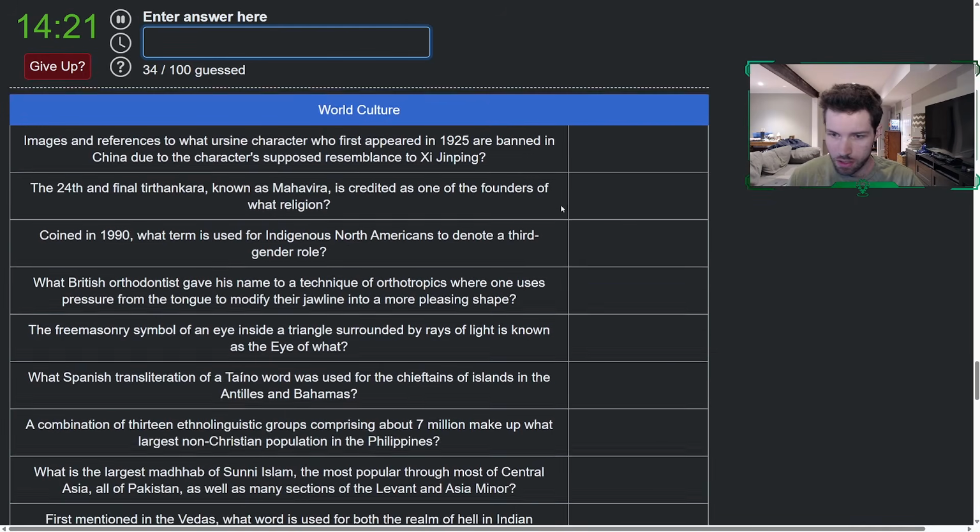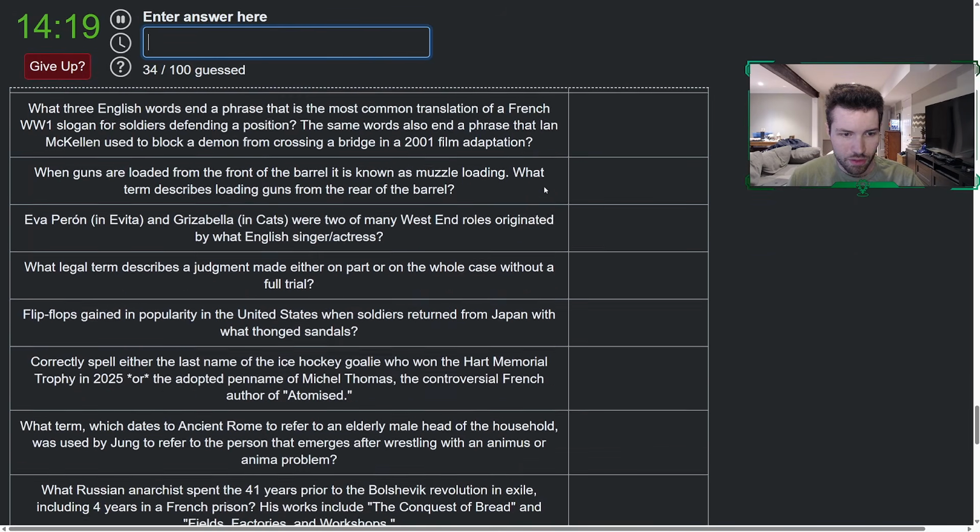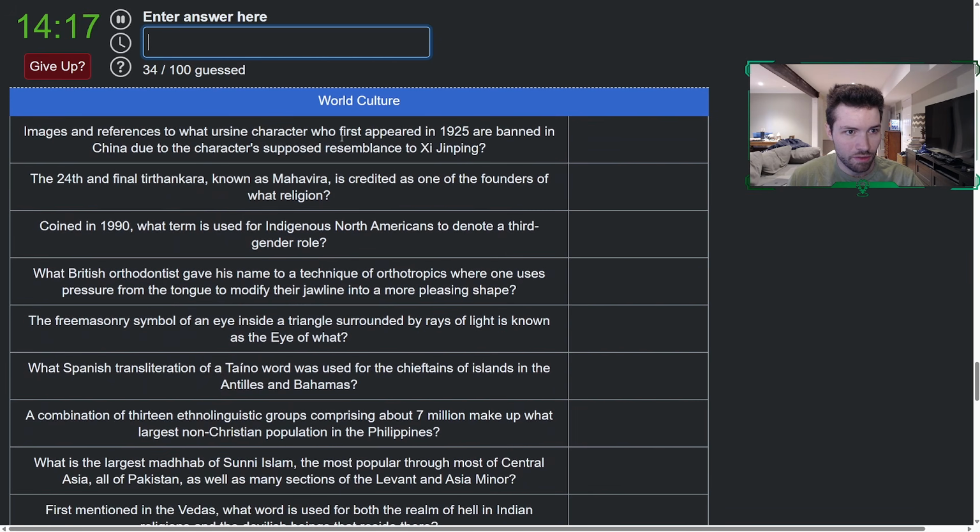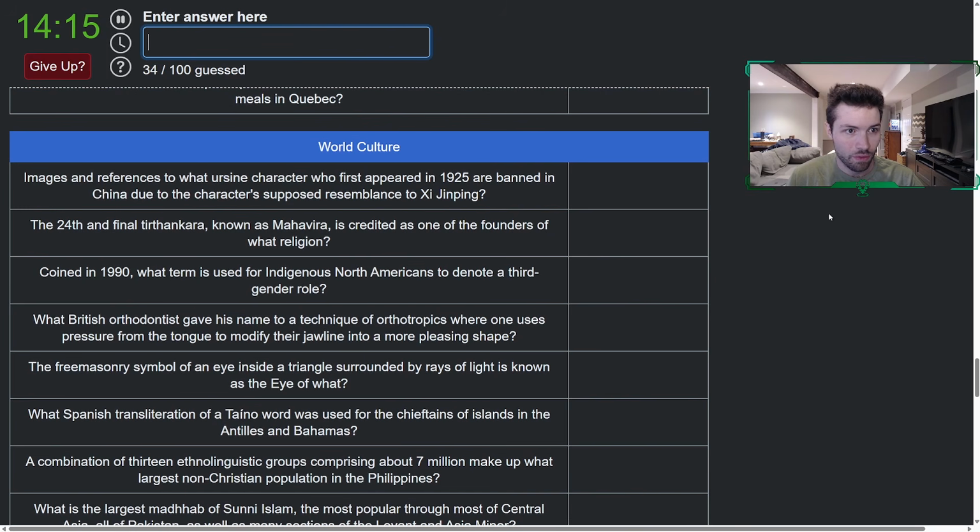No chance. How many left do we have? Two categories left, and I have 34. I'm going to struggle to even get to 40 here.